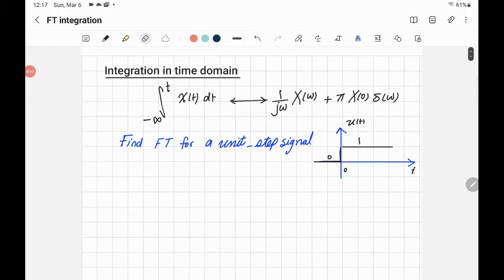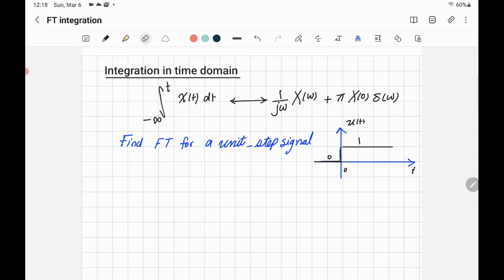How can we find the Fourier transform of the integration of a signal with respect to the time t? So we want to find the Fourier transform of this integrated signal. Well, it will be opposite to the differentiation. In differentiation, we multiply by j omega. In integration, we divide by j omega. That's the first thing. And then we add the initial condition, plus pi X when omega equals 0, multiplied by delta omega. We are going to use this property to find the Fourier transform of a unit step function.